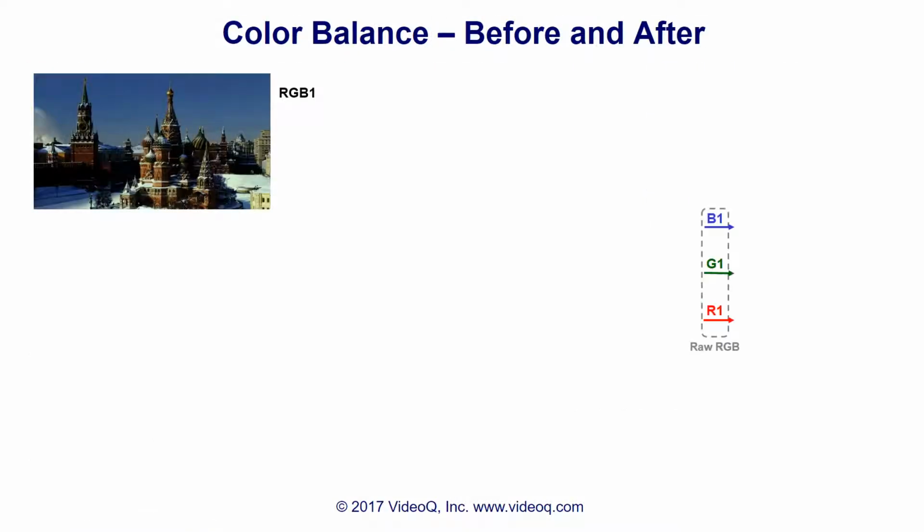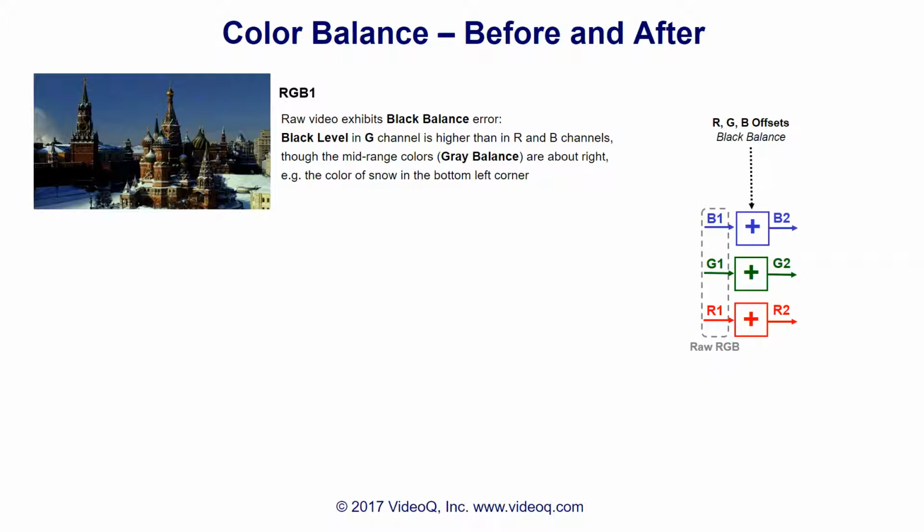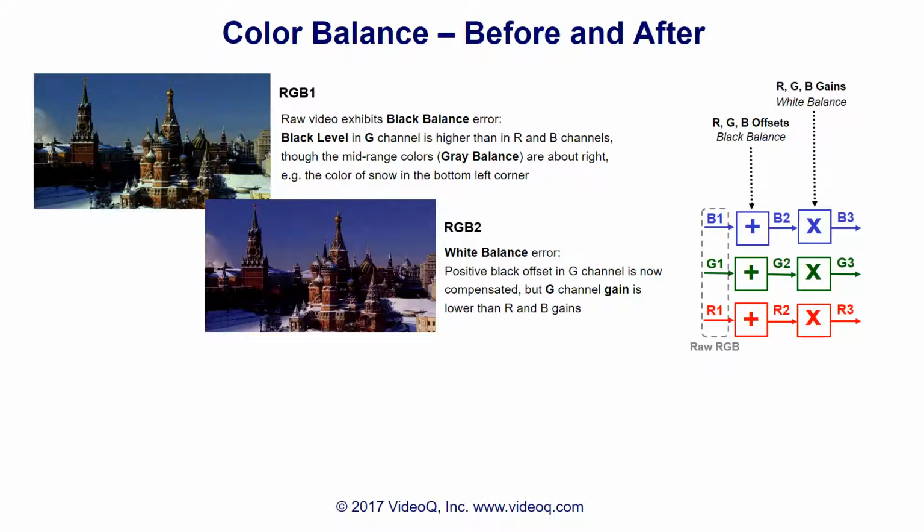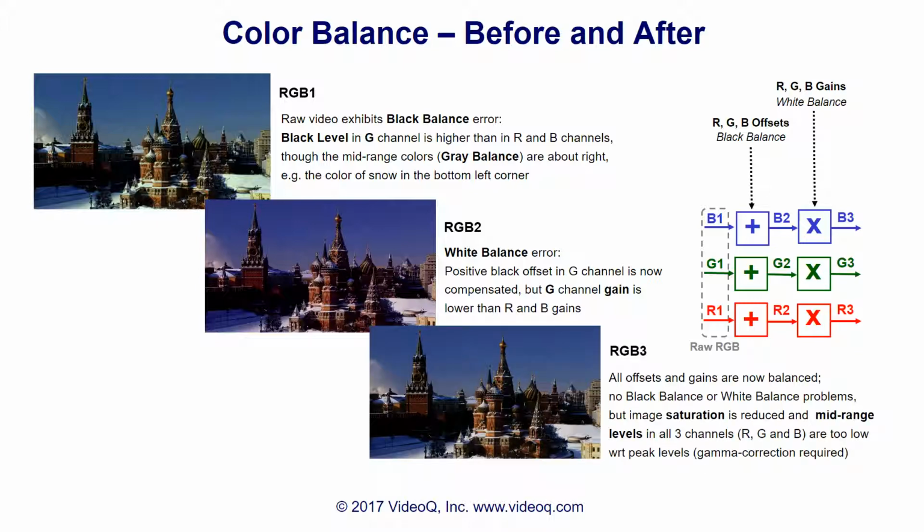These three images illustrate three stages of video processing. Within the sequence of image color corrections, black levels should be balanced first. Otherwise, any change in RGB gains meant to adjust white levels will require readjustment of black balance offsets.